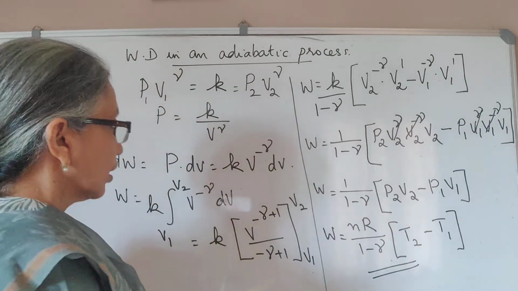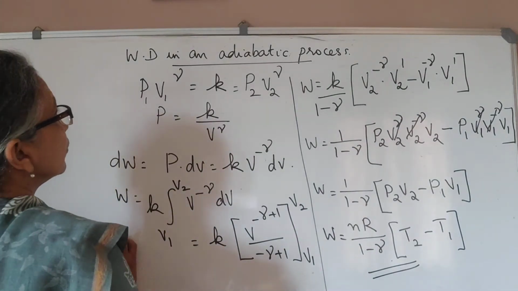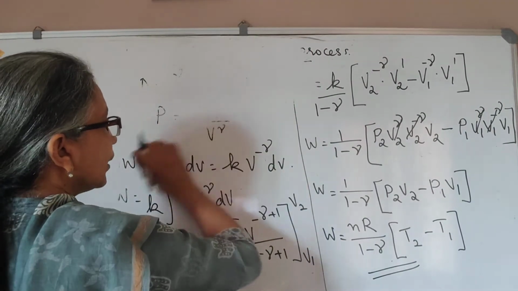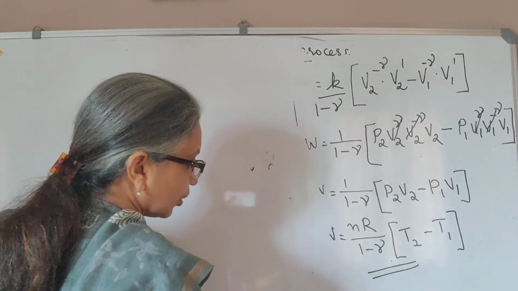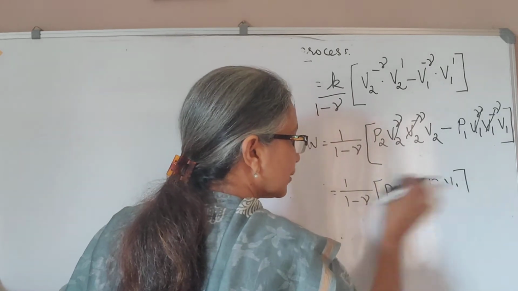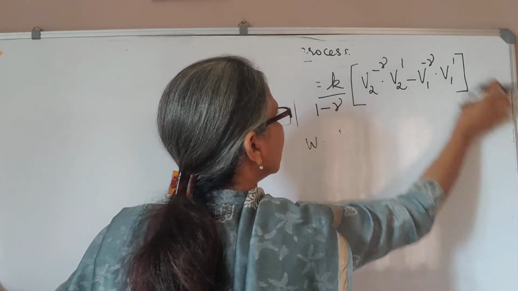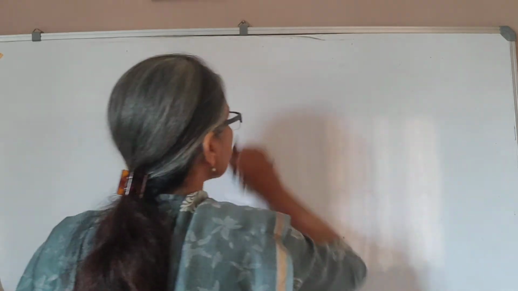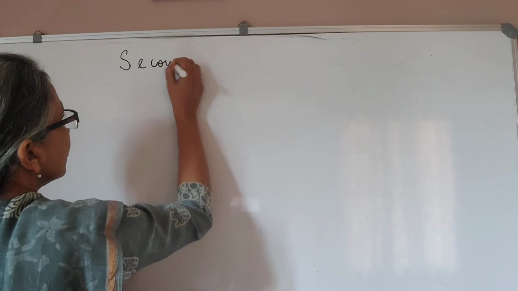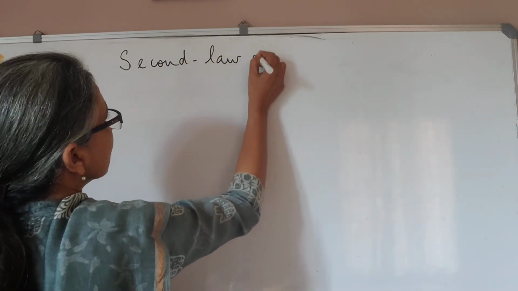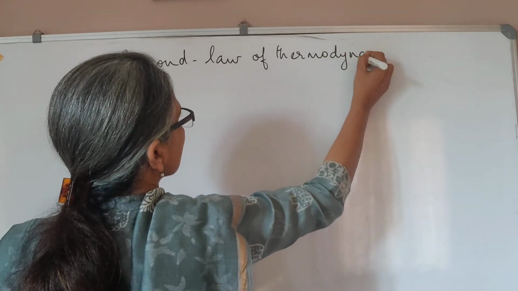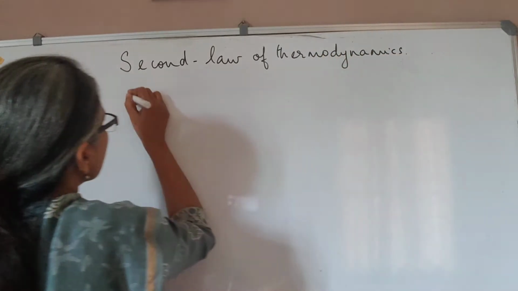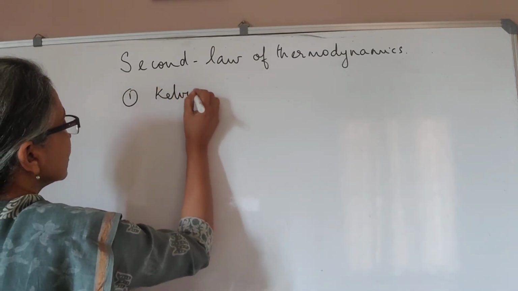Now that we have finished our work done in both isothermal and adiabatic process, we go on to discuss the second law of thermodynamics. We already did the zeroth law and the first law in the previous sessions. We are now discussing the second law of thermodynamics. The second law of thermodynamics has two statements. First one is the Kelvin-Planck statement.